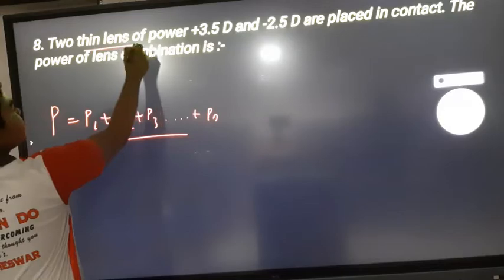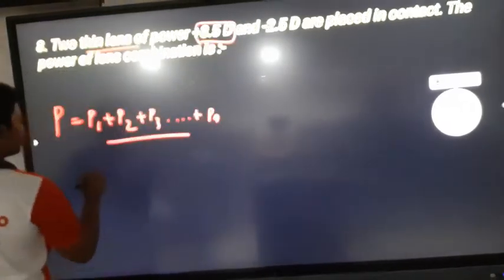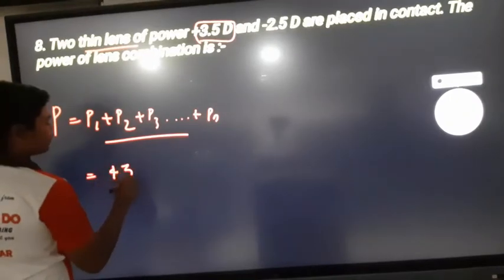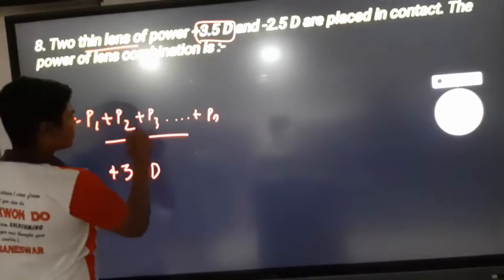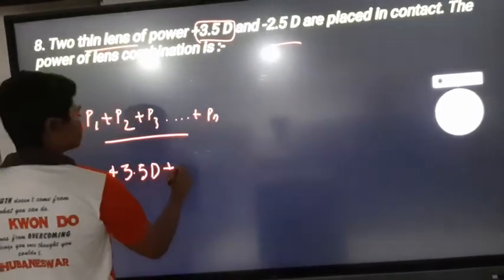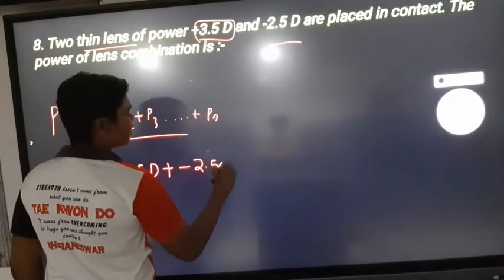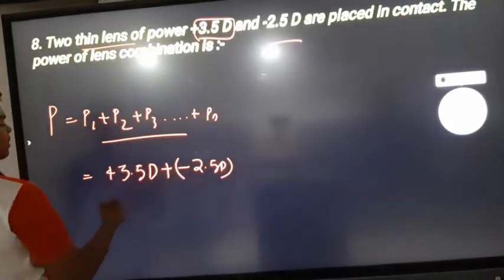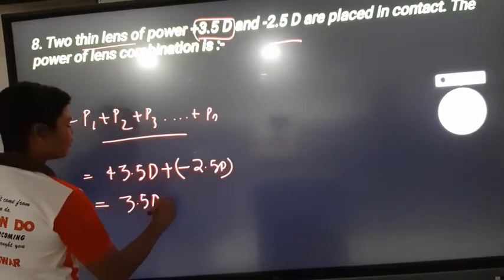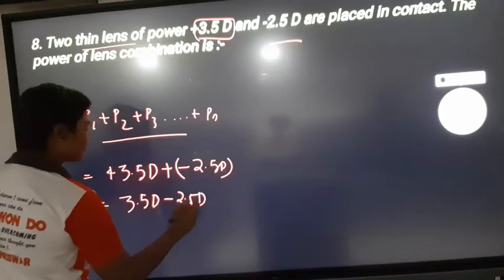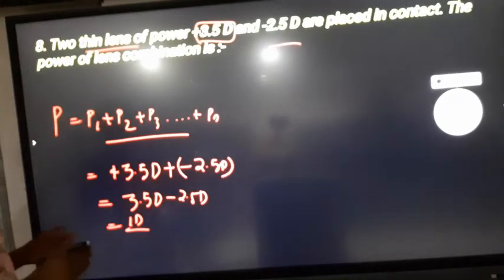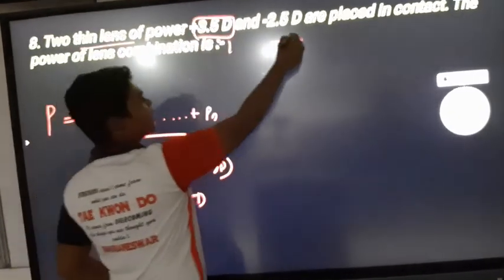So two thin lenses are given. The first power is 3.5 diopter. So according to the power of lens combination, first is 3.5 diopter, then we will add minus 2.5 diopter for the other lens. Plus and minus get multiplied, so we will get 3.5 diopter minus 2.5 diopter, which is 1 diopter.